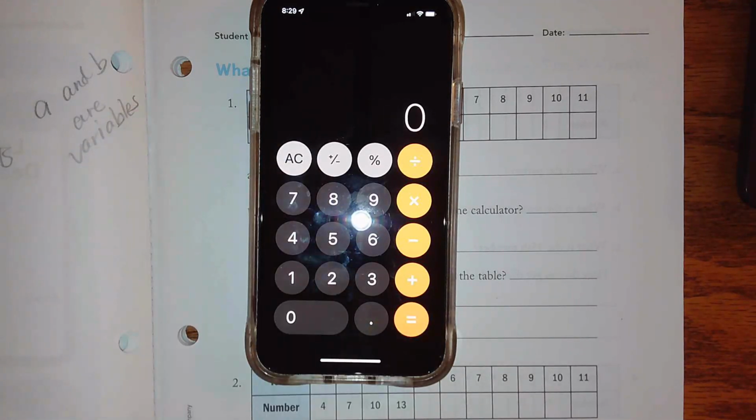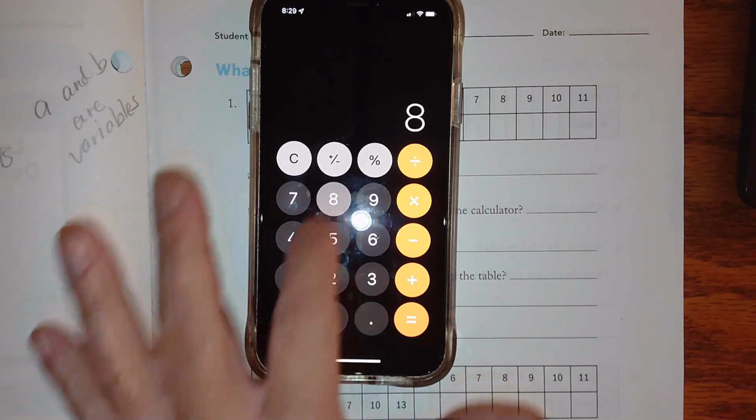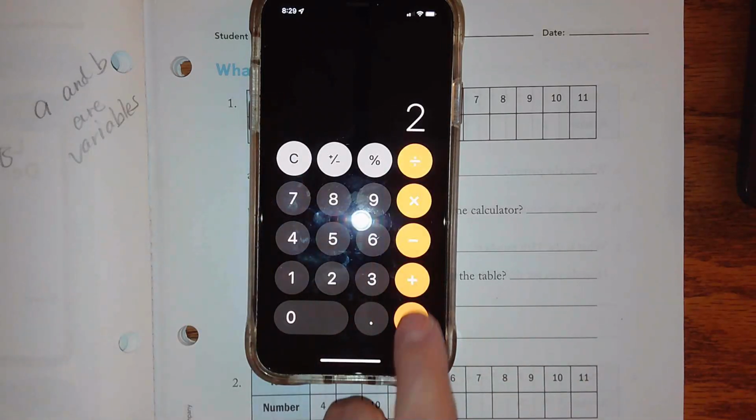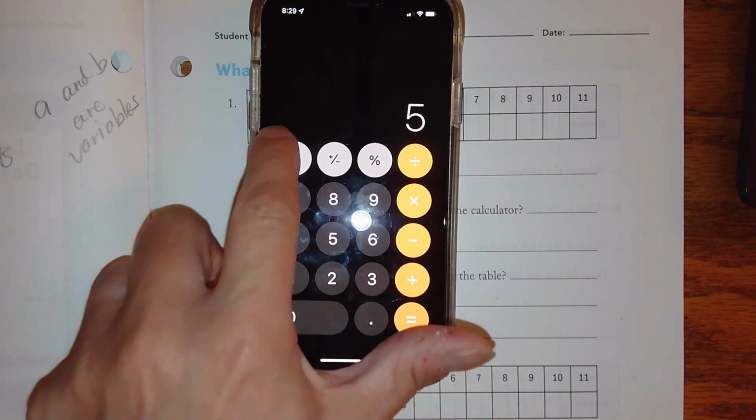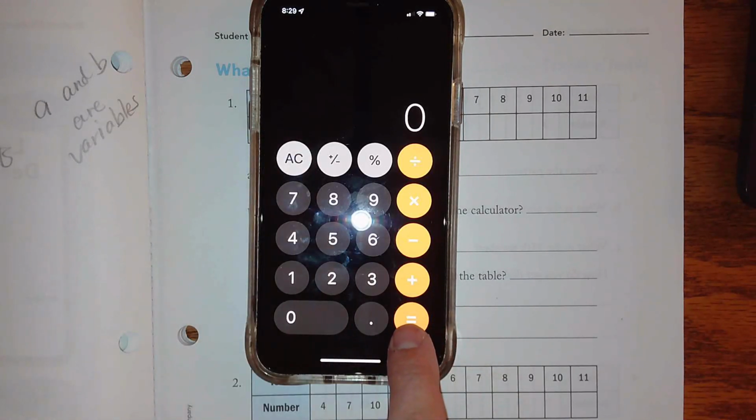Let's say I wanted to divide. I want to do 80 divided by 2 is 40. You divide that by 2, you get 20. Divide that by 2, you get 10. Divide that by 2, you get 5. That's simply by pushing the equal sign over and over again after you have made the first command to either add, subtract, multiply, or divide.